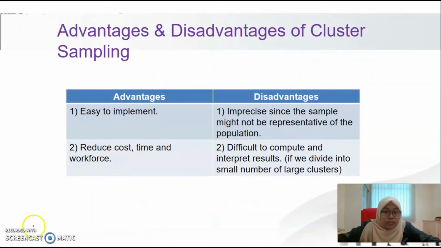Number 2, it is difficult to compute and interpret the results if we divide into a small number of large clusters. So for cluster sampling, it is preferable if you divide into a large number of small clusters.